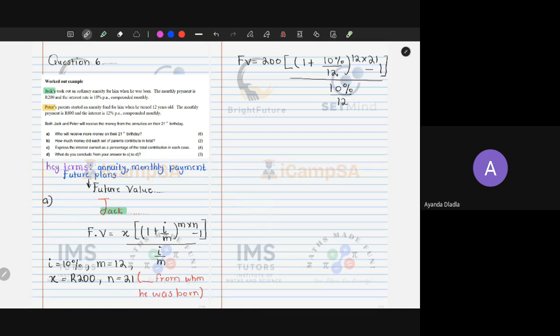So we are on question A here. What is the amount that is going to be in the bank for Jack to see when he's 21, parents don't tell him what is happening. They put in money. So how much is going to be in the bank when he turns 21? 170,290.05.